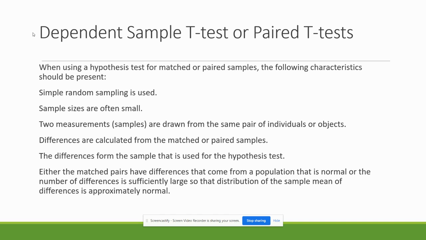So think of it now. You're looking at one group of people or one group of objects, but you took two different samples of data out of those groups, okay? So you've got to have a simple random sample. Sample sizes are often small. The two measurements or the samples are drawn from the same pair of individual objects. The differences are calculated from the matched pair samples.